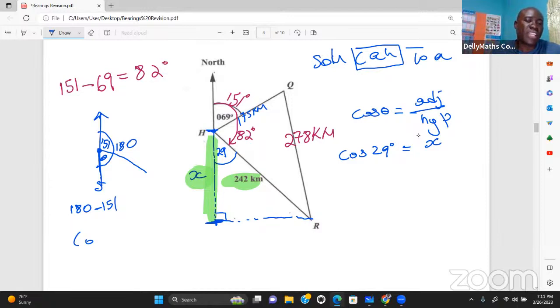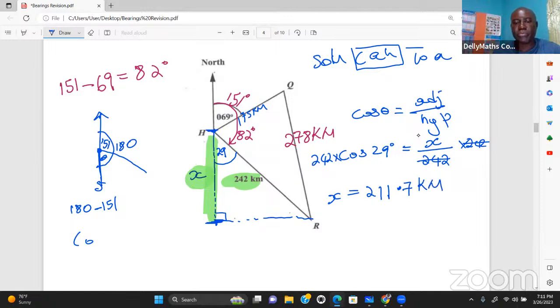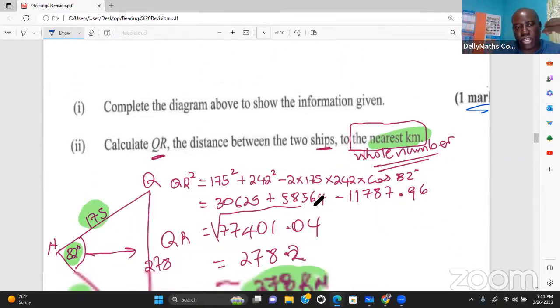That is how far south I need to travel from H, over 242. As you could see, if I multiply both sides by 242, it will cancel on the right side, leaving X. So X basically is going to be 242 times the cosine of 29. And I'm looking at 211.7 kilometers. So you want to look if there's any special instruction.